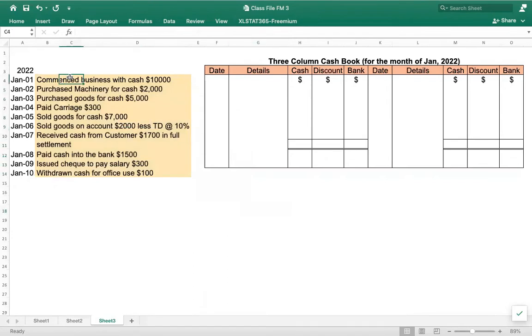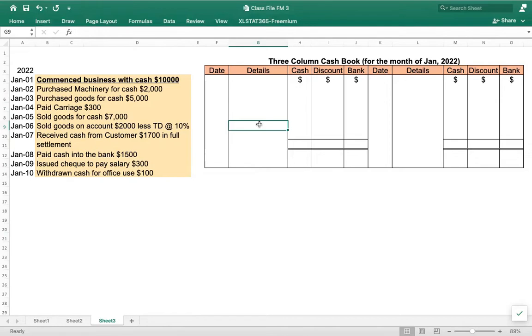So what is my first transaction? Commenced business with cash. As I told you earlier, always think of yourself as the business, not the owner. So which two items are affected here? Capital and cash. And since we are preparing the cash book, we only need to focus on cash. Will cash be debit or credit? Debit, because we are getting cash now.